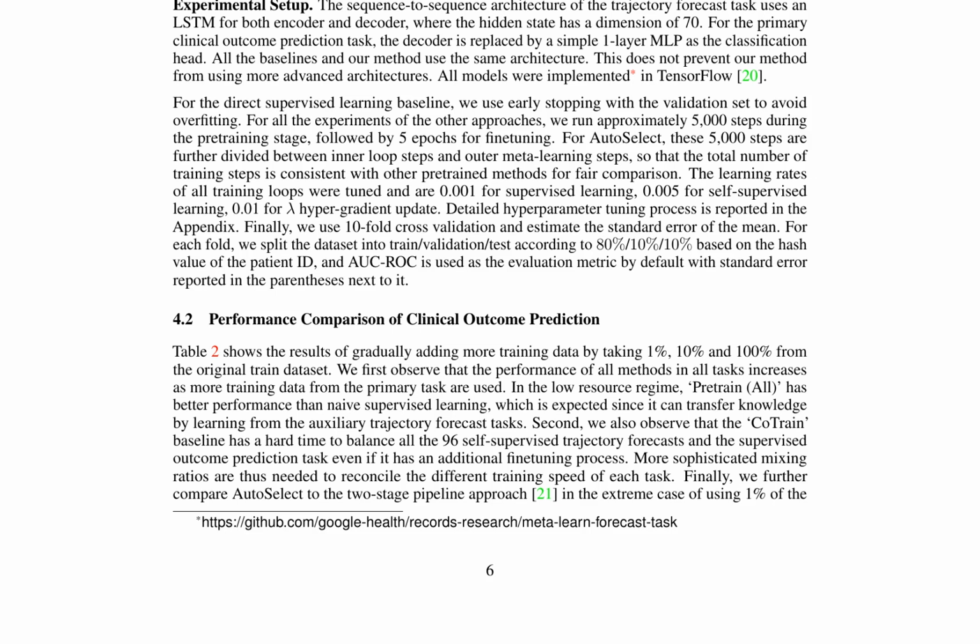In the extreme case of using 1% of the training data, AutoSelect is compared to the two-stage pipeline approach. This comparison highlights the benefits of AutoSelect, which leverages metalearning to select the most relevant auxiliary tasks for pre-training, leading to improved predictive performance in low-resource settings.